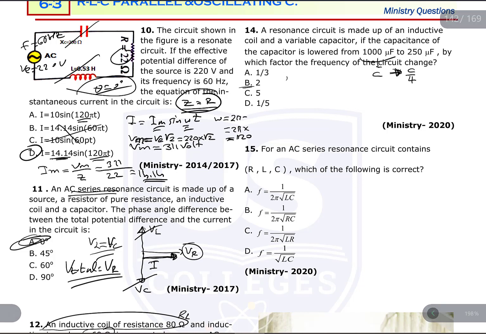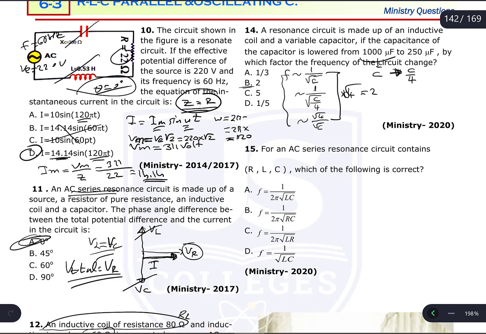And also mathematically, we know that F is inversely proportional to root of C. Only you should write, instead of C, C over 4, so 1 over root of C over 4. So this 4 must be flipped to the numerator. Root of 4 must be flipped to the numerator. When it's flipped to the numerator, it becomes root of 4 divided by root of C. And as you see, the first term is multiplied by root of 4. How much is root of 4? It is 2. That's why frequency also must be multiplied by 2. So it must change to 2F. So B is the correct answer.